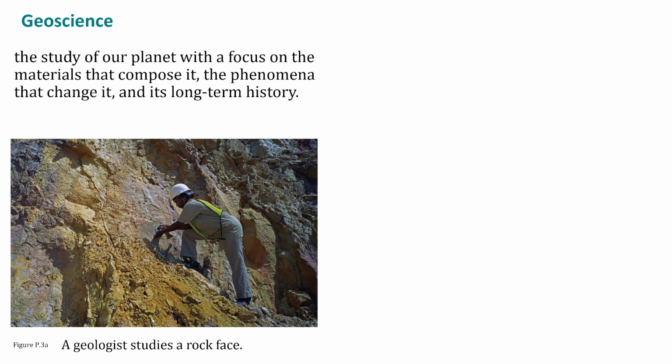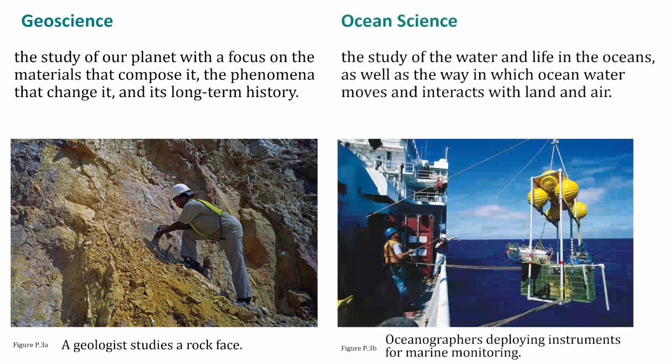So we will discuss what is geoscience. Geoscience is the study of our planet with a focus on the materials that compose it, phenomena that change it, and its long-term history. Ocean science is the study of water and life in the oceans, as well as the way in which ocean water moves and interacts with land and air.